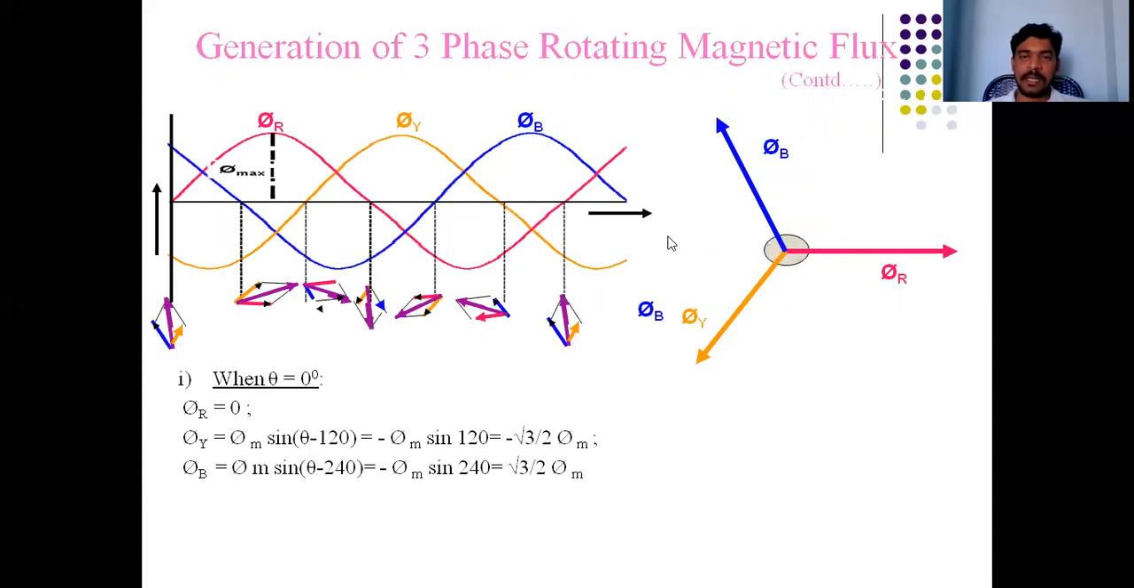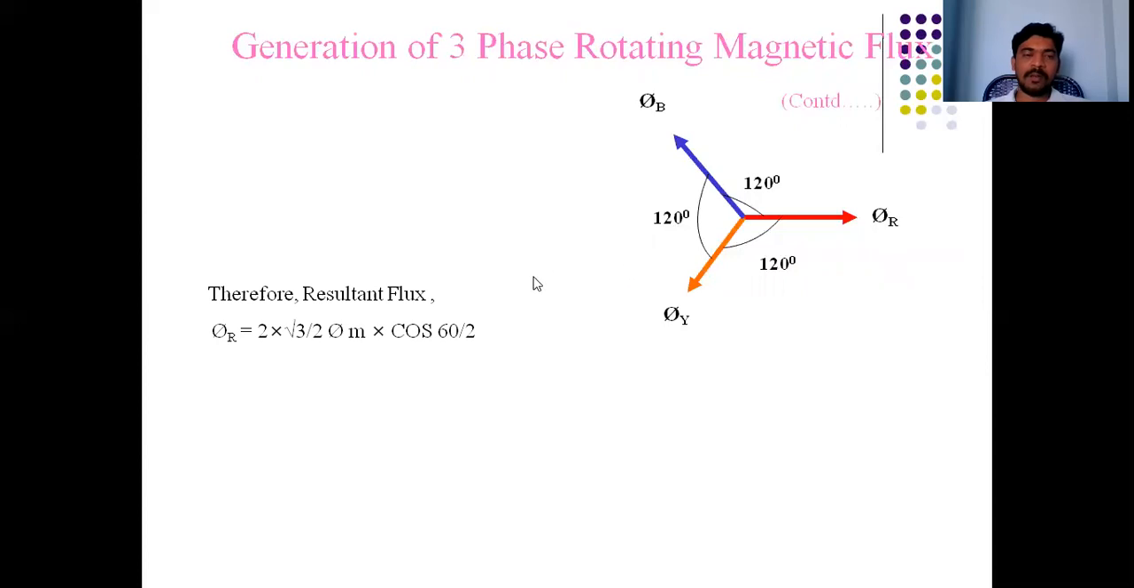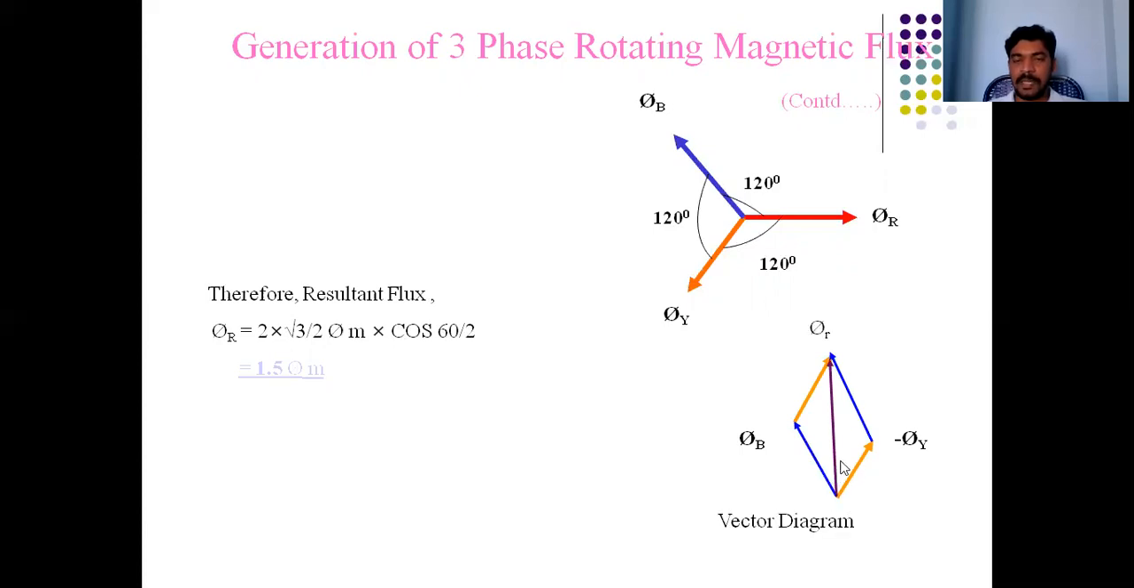For these two, I am taking a parallelogram, and I am applying the formula 2 into root 3 by 2 φm into cos 60 by 2, because here it is 60 degrees and this half is 60 by 2. I am constructing a parallelogram, and the resultant value 2 into root 3 by 2 φm cos 60 by 2 is equal to 1.5 φm. Here I am constructing a parallelogram with φB, φY. Then this is the resultant vector.